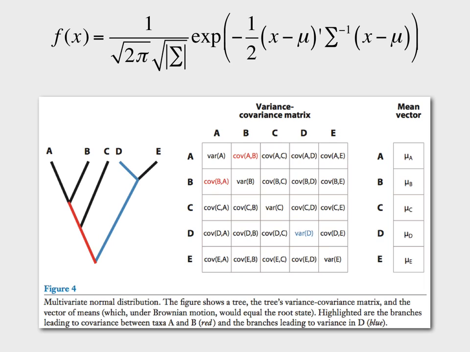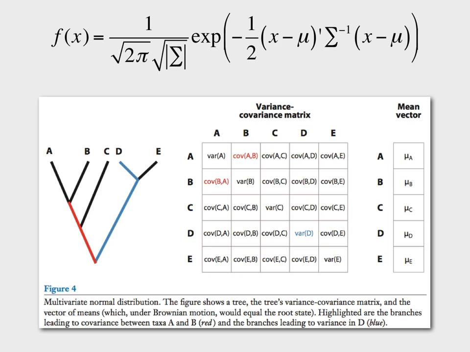So, this odd thingy here is a variance-covariance matrix. What does this mean? This means the amount of shared evolutionary time on the tree. Right? So how much time does D share with D? That's the variance. How much time does A share with B? And it's that time times a rate, basically.